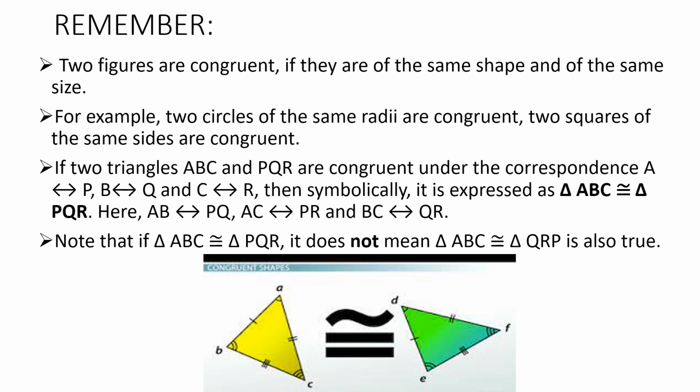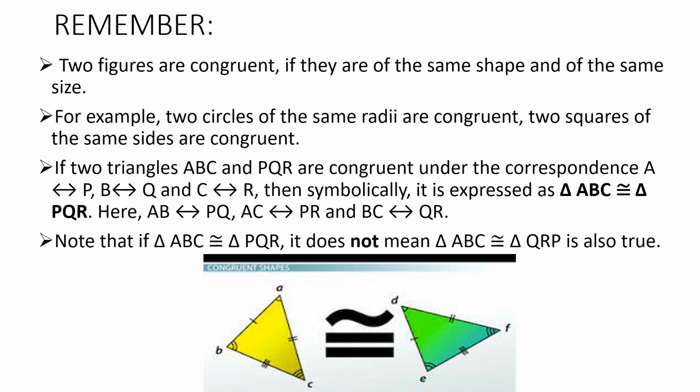If two triangles ABC and PQR are congruent under the correspondence A to P, B to Q and C to R, then symbolically it is expressed as triangle ABC is congruent to triangle PQR. Here the sides AB will be congruent to PQ, sides AC will be congruent to PR and sides BC will be congruent to QR. Note that if triangle ABC is congruent to triangle PQR, it does not mean that triangle ABC is congruent to triangle QRP also.